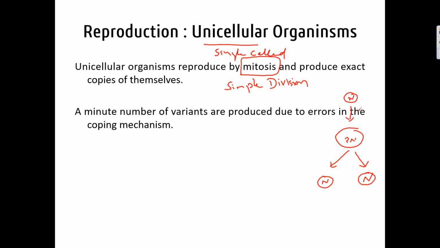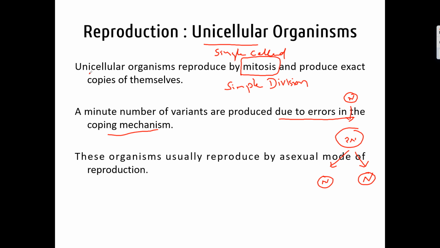If you see here, during the doubling process, when the DNA wants to become double, there will be some errors in the copying mechanism. Because of these errors, there will be changes in the organism.